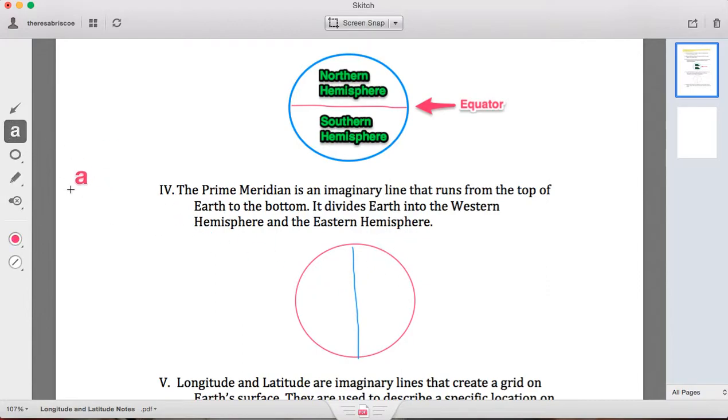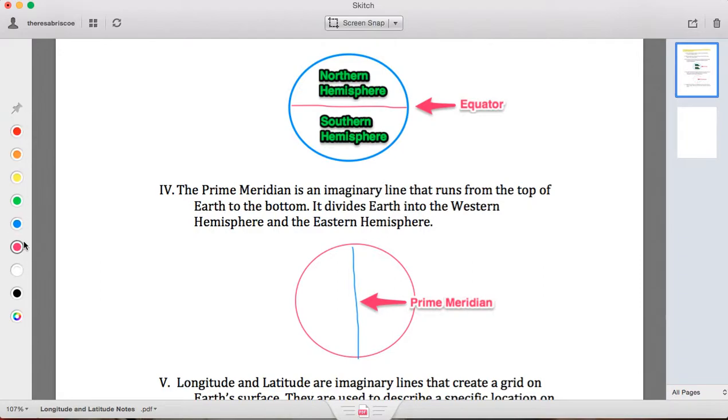So we can draw a little arrow to our prime meridian. And see how easy it is to move these things around in Sketch. All right, so I have my little arrow. Now I want to add in my text. I'll line that up next to my arrow so that I know that the prime meridian is that imaginary line that divides Earth straight down the middle from north to south.